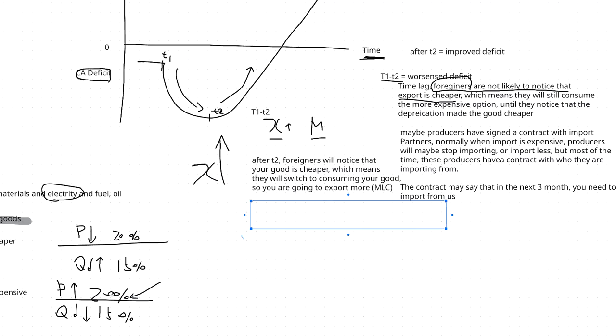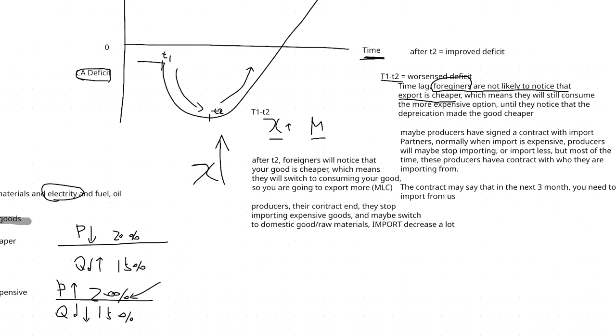Okay, so this is when also the Marshall-Lerner condition becomes true. So your import goes down by a lot. And if we remember, when export increases by a lot and import decreases by a lot, we're going to have a CA surplus or improved deficit. This is why after T2, we go from a CA deficit to a CA surplus. Okay? And this is the Marshall-Lerner condition and the J curve explained.